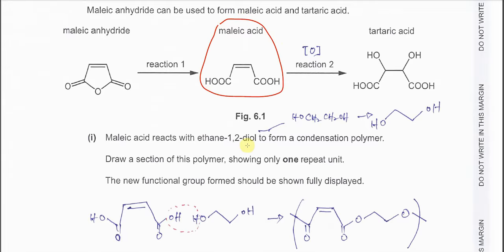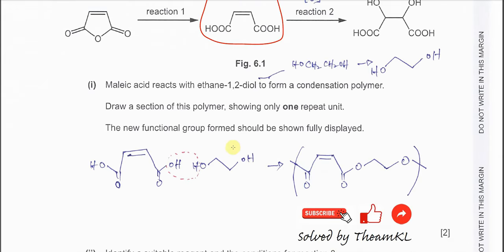reacts with ethane-1,2-diol. At least you need to know how the ethane-1,2-diol looks like. Okay, so it is this one, the CH2OH, CH2OH. So this diol here. And draw the section of this polymer, show one repeat unit only. This part no need to draw, just to show you how to form this polymer repeat unit.